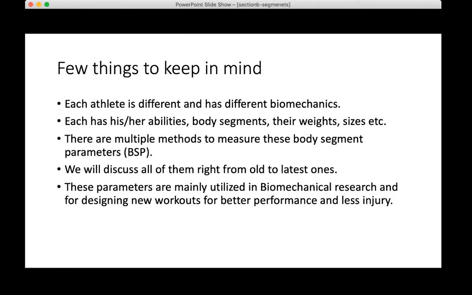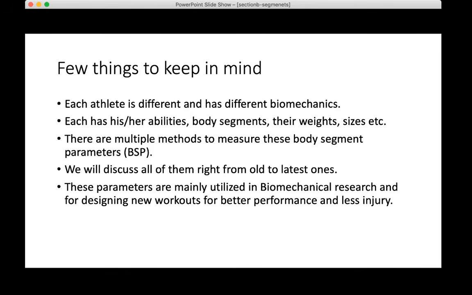What this means is that nobody is similar in their biomechanics. Somebody has longer hands, somebody has shorter hands, some have more strength in their legs, some have less. Size is different, weight and mass are different. So everyone's biomechanics is individual.